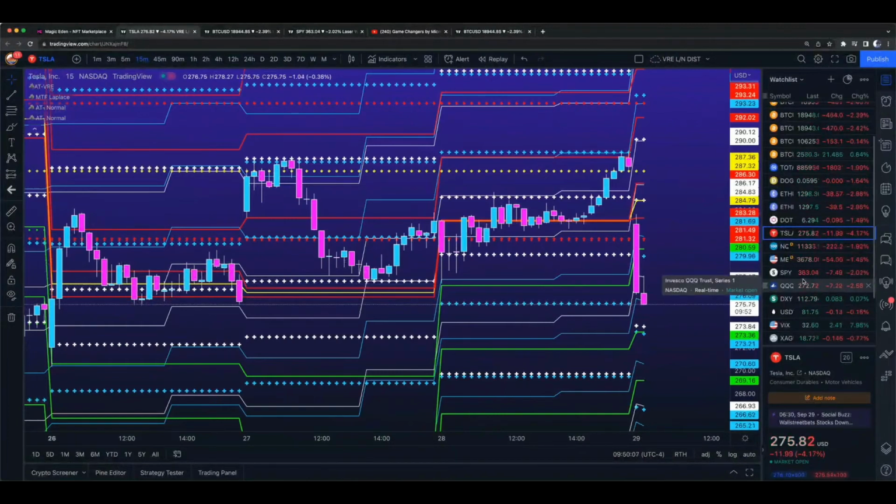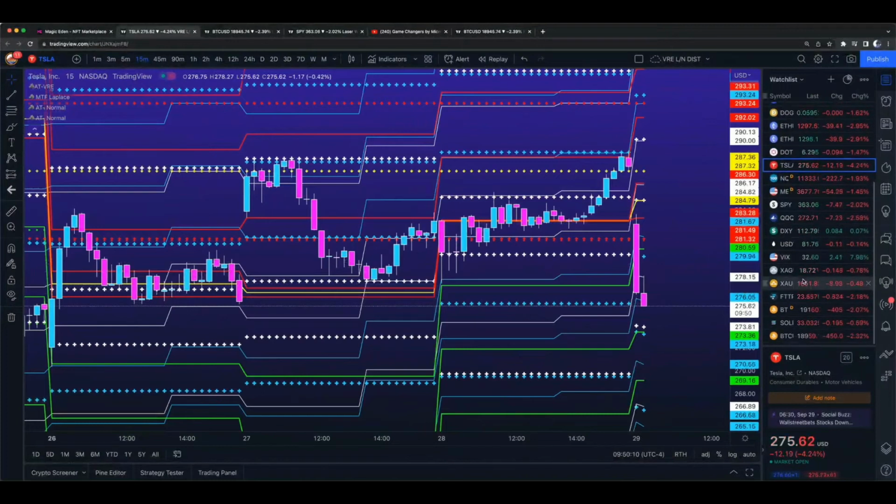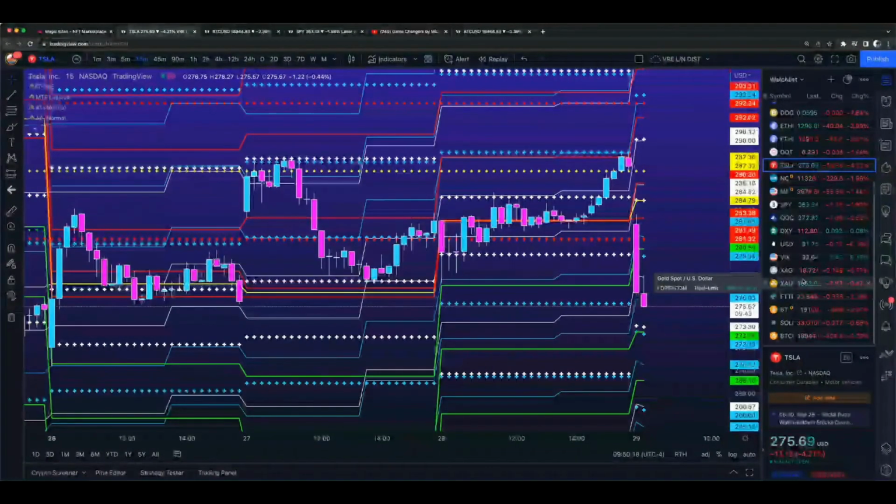Yeah, dude. Binance coin also down nicely on the day. Holy shit, what happened to Rite Aid? Rite Aid is down 22%. What's the symbol? RAD. Oh, RAD, yes.